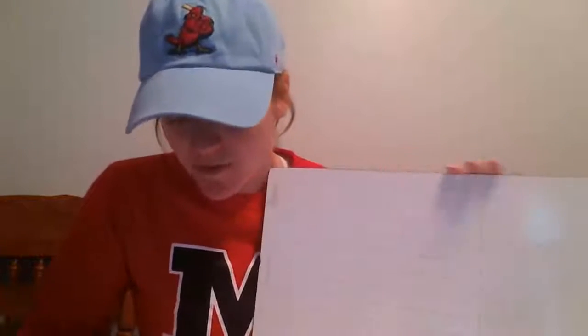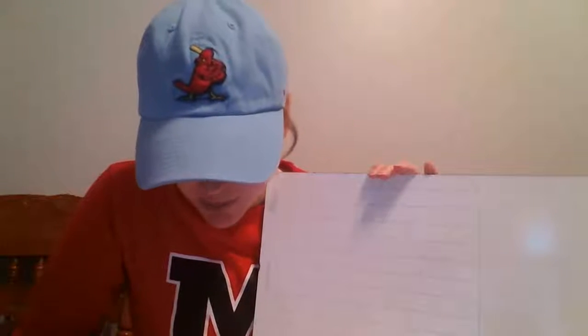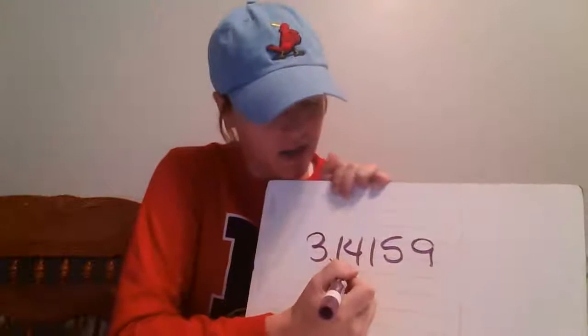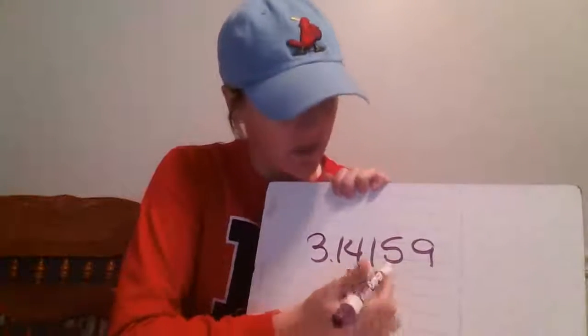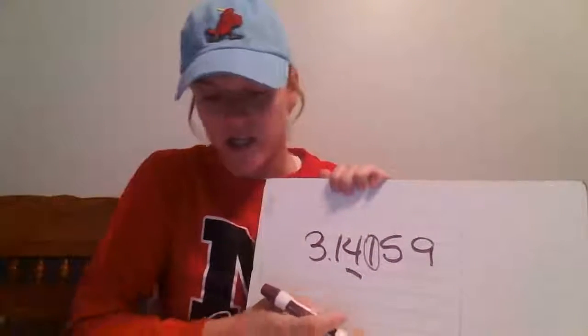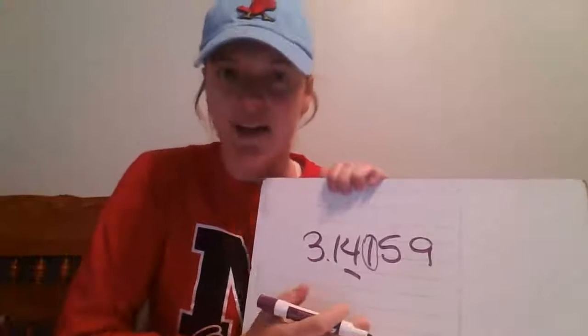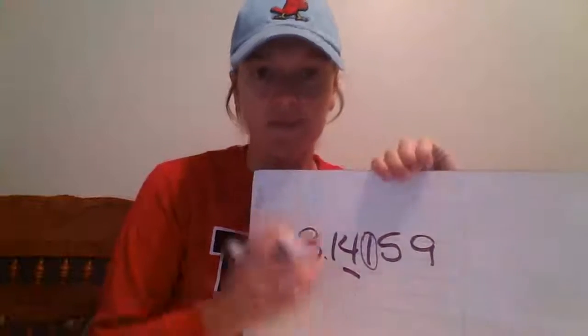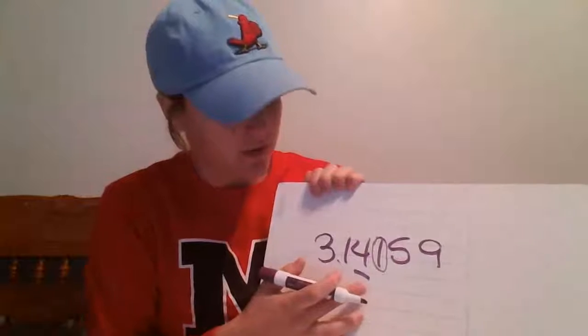Okay, now we're going to go on to example 5. And example 5 says round 3.14159 to the nearest hundredths. Okay, so your hundredths place is going to be where your 4 is. So we have 3.14159. Okay, so my hundredths place is here. So that means we have to look at this 1.